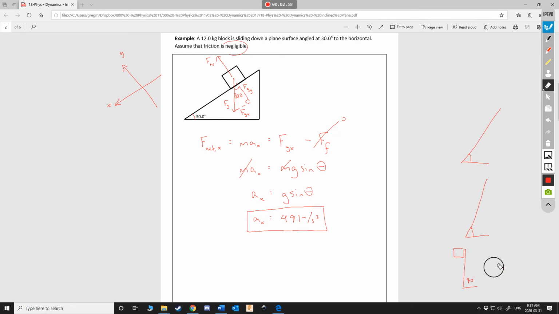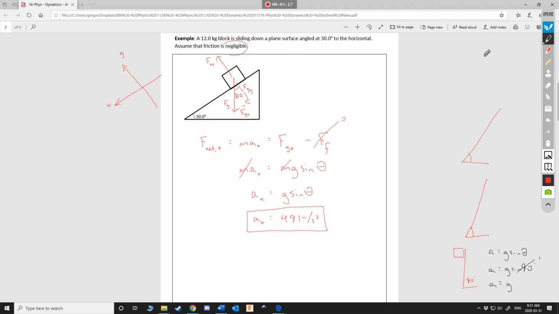Okay, let's write that again. So our acceleration will just be g sine theta. So a is just equal to g sine 90 degrees. A is just equal to g. Sine 90 is just 1. Right, so that makes sense.